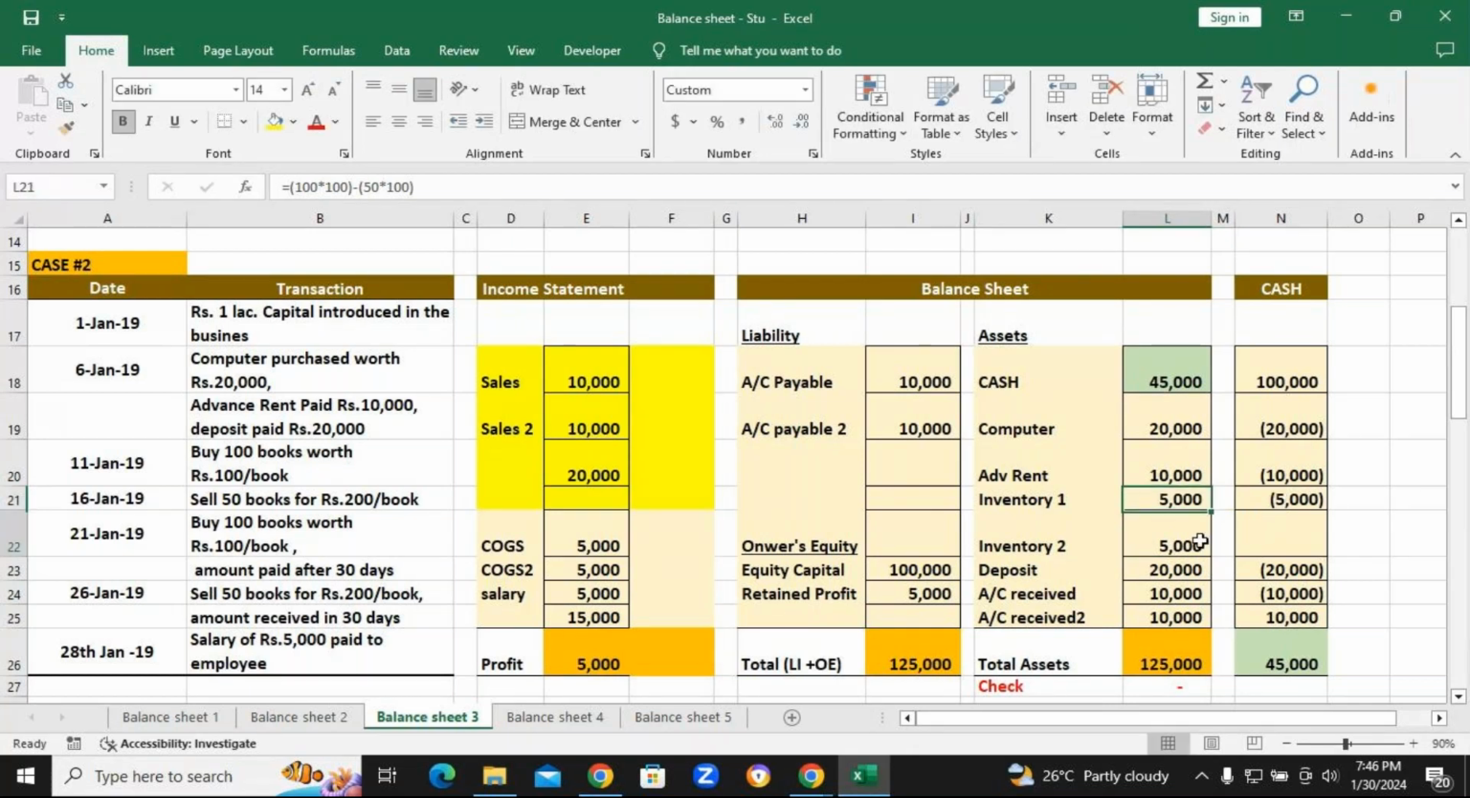In the second transaction, what has happened? Again, 100 books I have bought at the rate of 100 rupees, so out of that 100 books, 50 books I have sold. So in order to buy those 50 books, I have spent 100 rupees. So total inventory is total purchase minus sales. So 10,000 minus 5,000, the inventory that is left with me is 5,000 rupees.